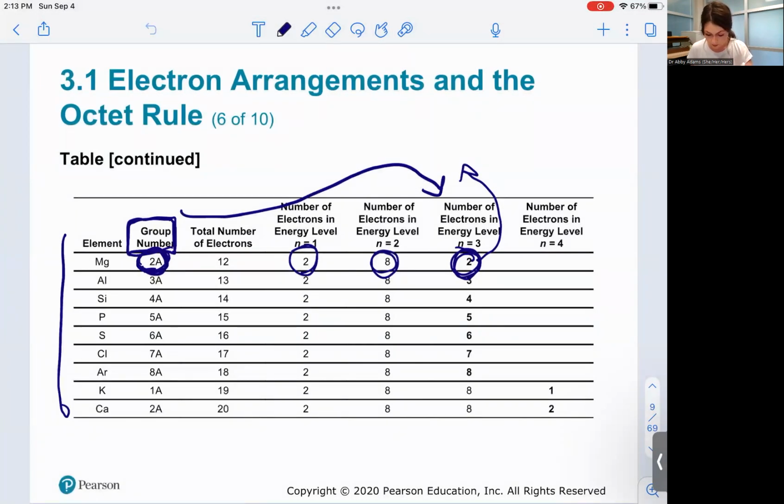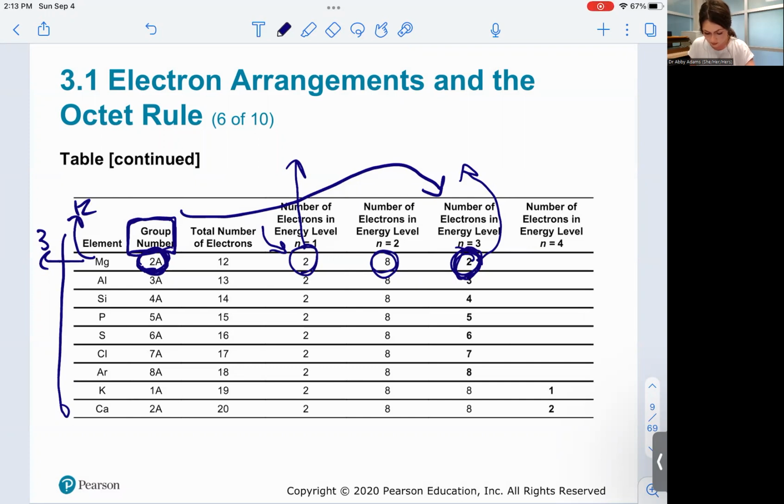Because of the period number 3, we know that in that third energy level we are going to have 2 electrons. So we did our math. We know the maximum electrons that can go in each level. Magnesium has a total of 12 electrons. 2 of them are going to sit in that first level close to the nucleus, as they want to do. Then you're going to have 10 left.